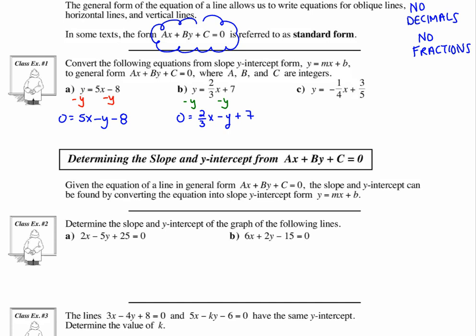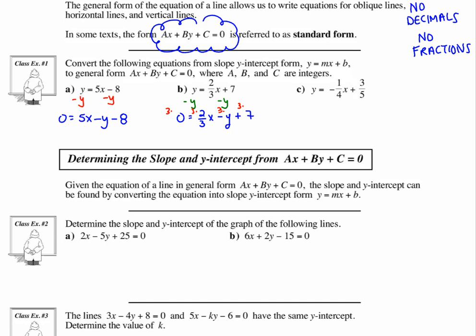Something's wrong with this. It has a fraction. So in order to get rid of the fraction, multiply everybody by 3, the denominator. Everybody gets a 3, you get a 3.